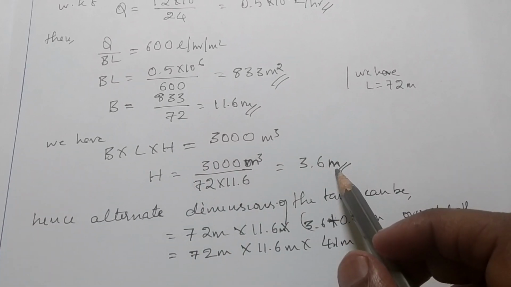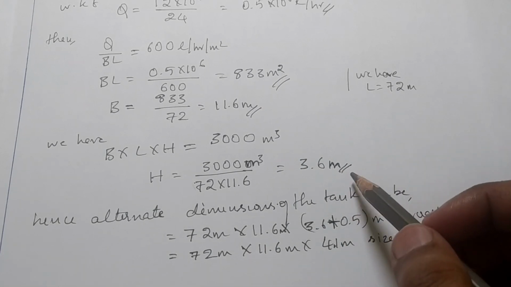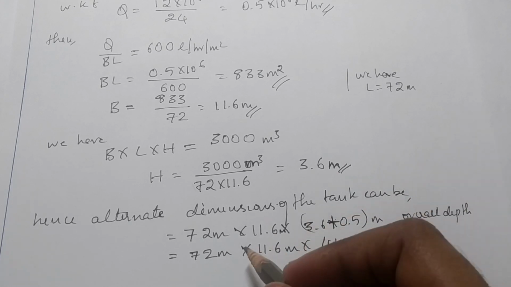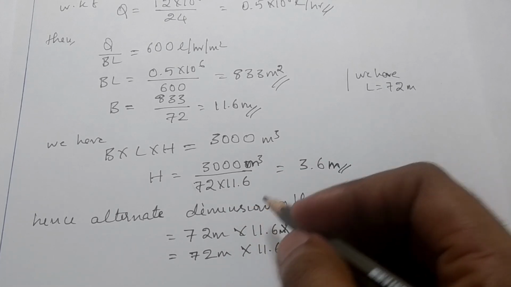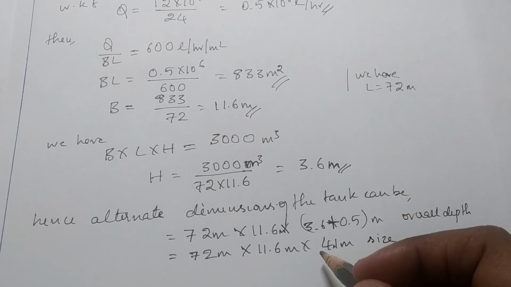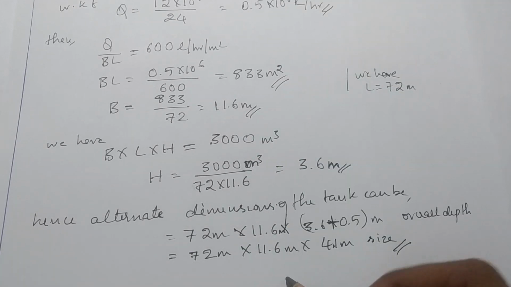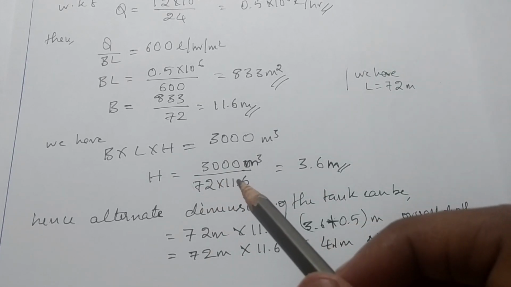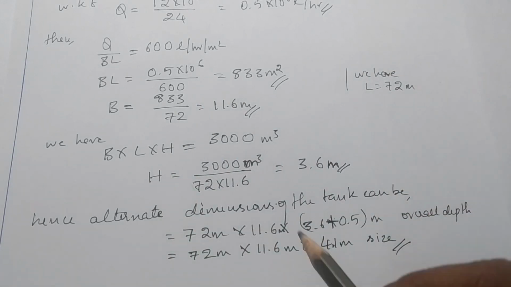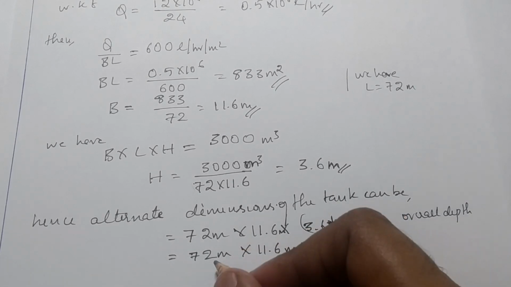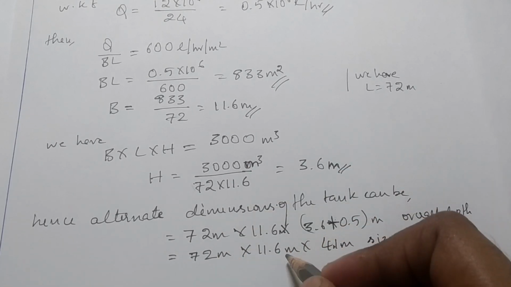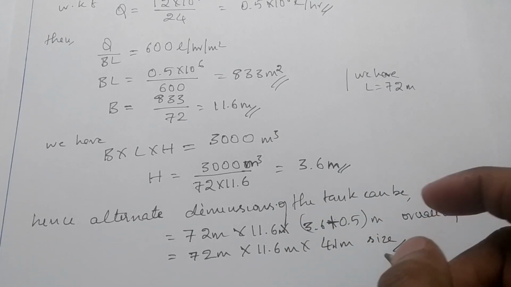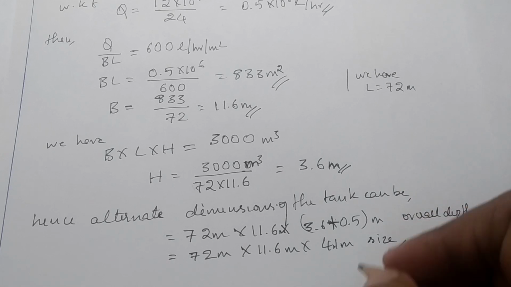The depth will be 3.6 meters, and giving due consideration to the freeboard, considering 0.5 meters as freeboard, the final alternate dimensions, as calculated earlier, that is considering the depth or assuming the depth. Here we have assumed the overflow rate as 600 liter per hour per meter square, that is in between 500 to 750. We have got 72 meter in length and 11.6 meters in breadth and 4.1 meter in depth as overall size.